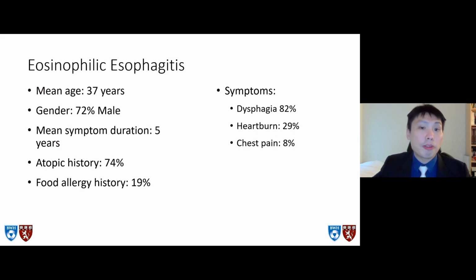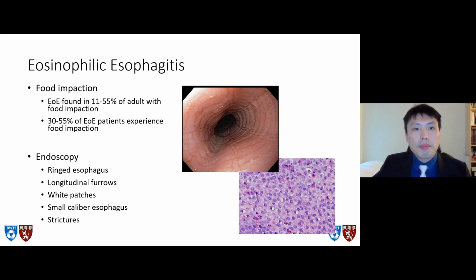The mean symptom duration before diagnosis is usually 5 years, and the vast majority of these patients have a history of allergic conditions. The main symptom is dysphagia in up to 82% of patients, but some patients may also report heartburn and chest pain. Food impaction is common among patients with eosinophilic esophagitis. Up to 55% of adults with EOE have an episode of food impaction. In patients coming in with food impaction, up to 55% are ultimately diagnosed with EOE as well.